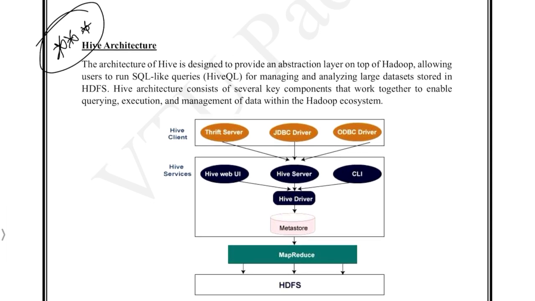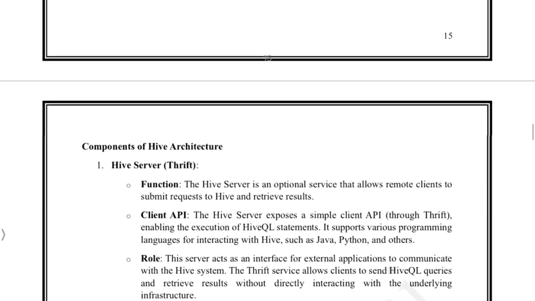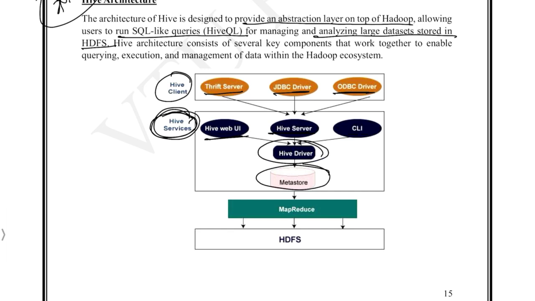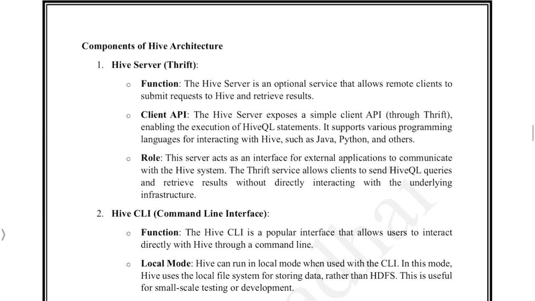Next is Hive architecture. Hive architecture is designed to provide an abstraction layer on top of Hadoop. It is mainly used to run SQL queries for analyzing large data sets stored in HDFS. So how does the entire thing work? This is the entire diagram. You have a Hive client and Hive services. The Hive client mainly consists of the thrift server, JDBC driver, and ODBC driver. The Hive services mainly consist of the UI, Hive server, CLI, Hive driver, and Metastore. Then you have the MapReduce framework, and on top of it, it is built on the HDFS structure. So the diagram is very important. You have to draw this diagram, and the explanation is as follows.